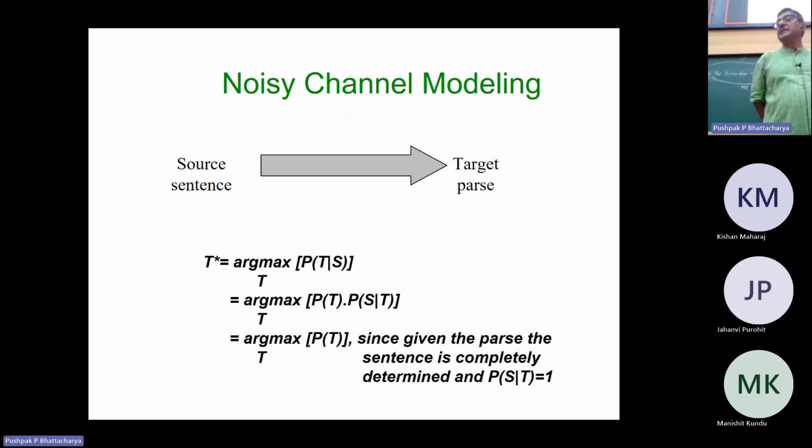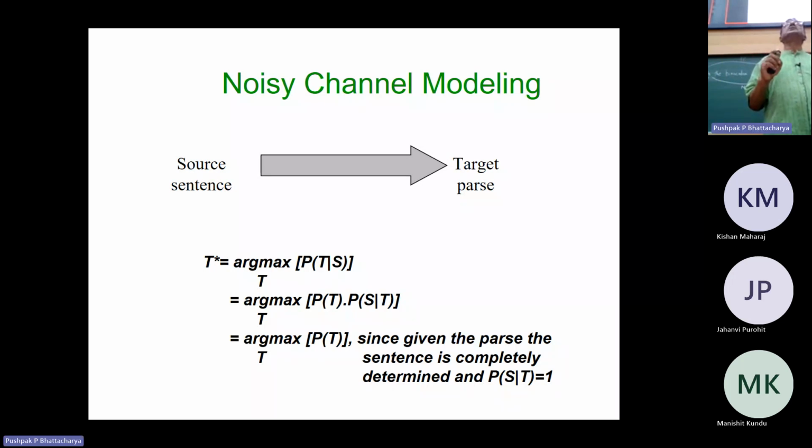So now something very interesting happens, unlike part of speech tagging. Probability of S given T is 1. Given the parse tree, the sentence is unique because the lower level, the terminal symbols in the parse tree are the words of the sentence. So given a sentence, you can have multiple parse trees. Given a parse tree, you cannot have multiple sentences. One parse tree, one sentence. One sentence, one parse tree, not true.